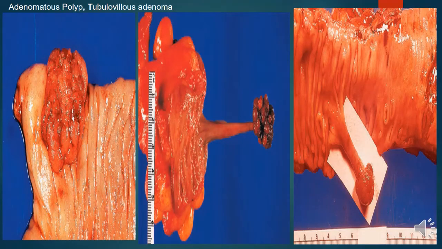Beautiful images showing the gross appearances of the colonic adenomatous polyps. As you can easily appreciate, there is one with a sessile growth and two with pedunculated polyps. The adenomatous polyps, the tubular adenomas, are distributed regularly throughout the large bowel, with 40% in the right side of the colon, 40% on the left side of the colon, and 20% in the rectum.